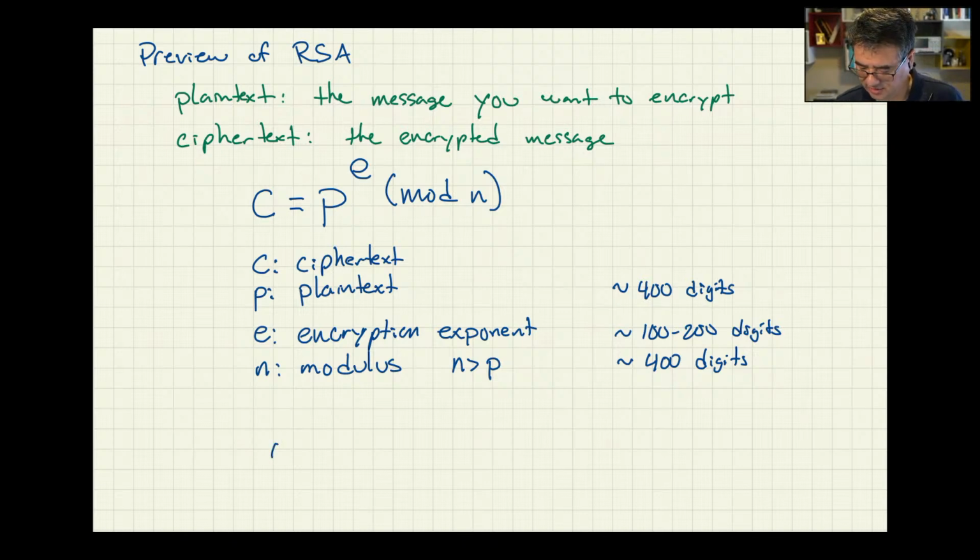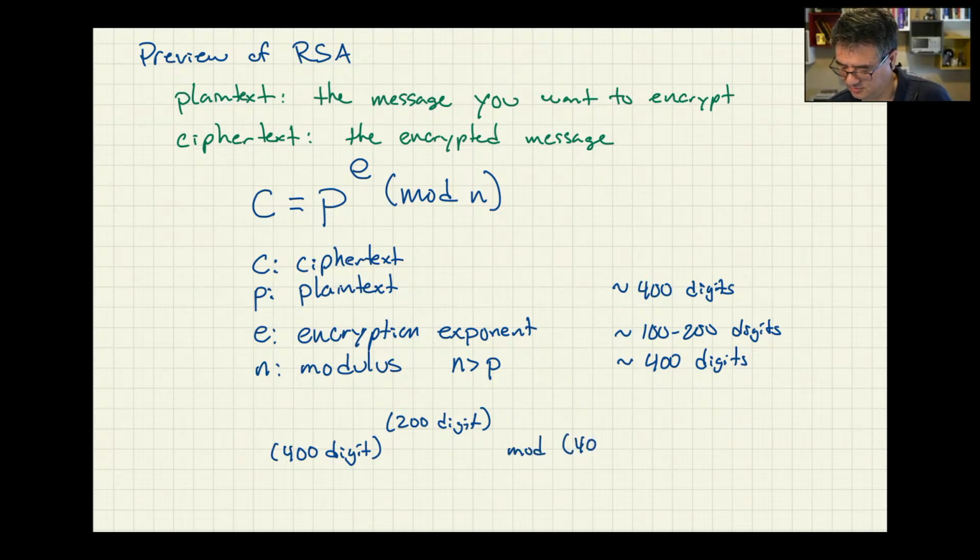So imagine you're going to take a 400-digit number and you're going to raise it to the power of a 200-digit exponent. And then you're going to do mod of another 400-digit number. So we are talking about some just mind-bogglingly huge numbers here. Scientists think that the number of atoms in the known universe is about 10 to the 80th. That's about an 80-digit number. And so we're dealing with a number that's 400 digits long and an exponent that's 200 digits long.